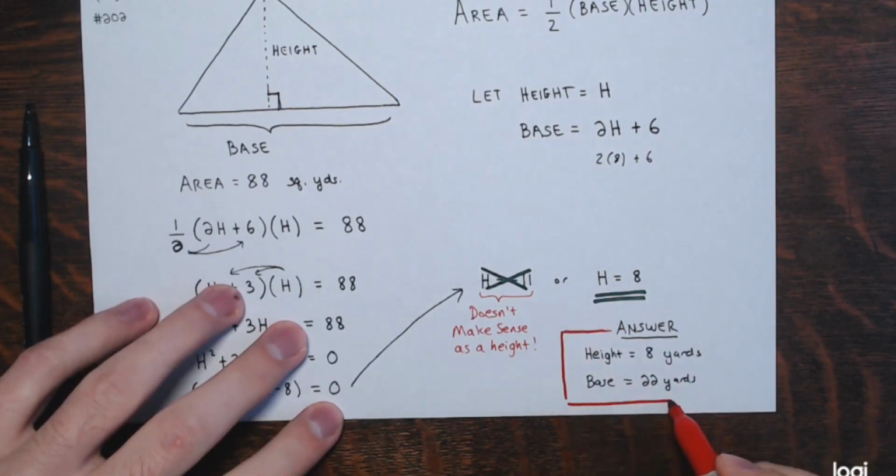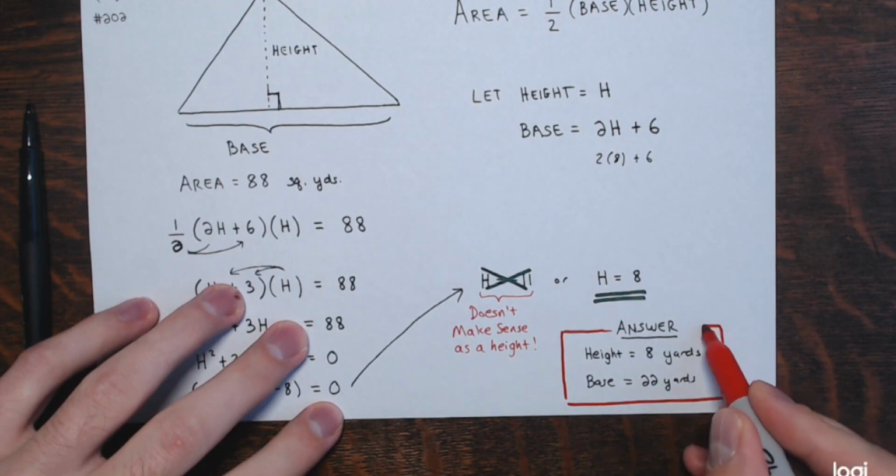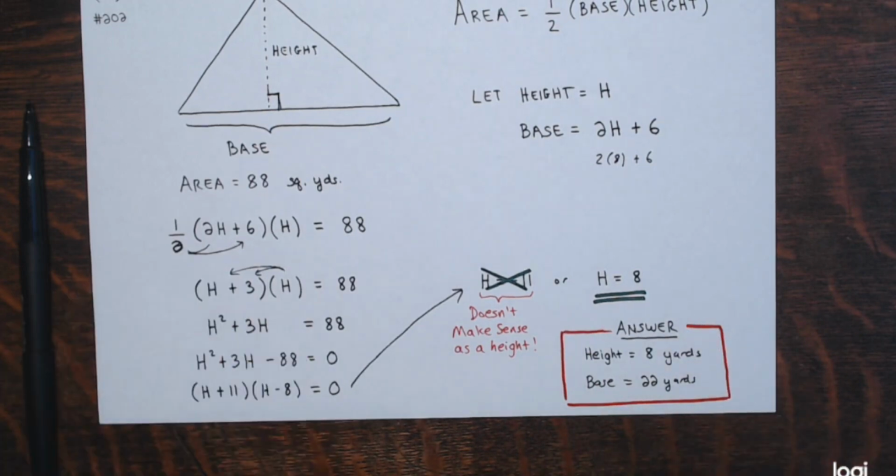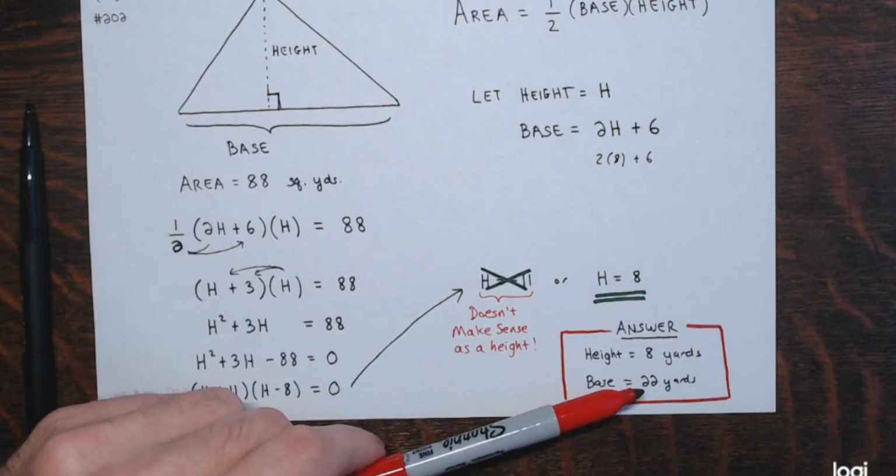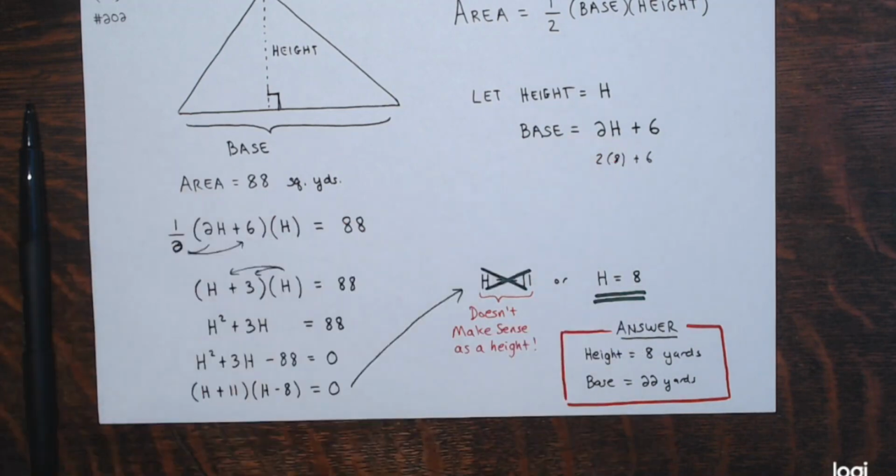The height of the triangle would be 8 yards and the base of the triangle 22 yards, in order for it to have an area of 88 square yards and have the base be twice the height plus 6. Right? 6 more than twice the height, as they described. Wonderful. All right. Next question.